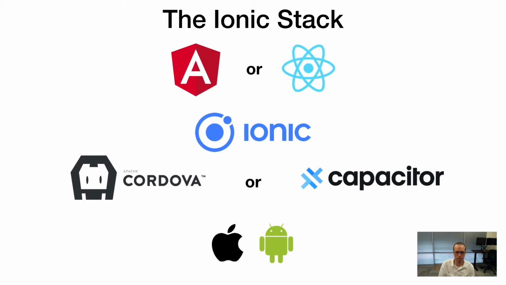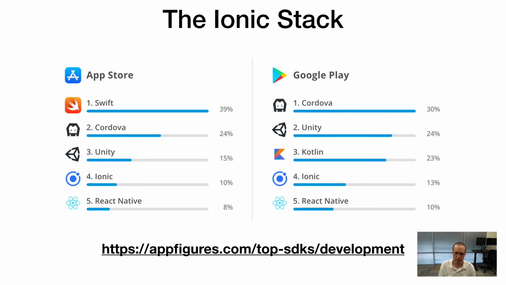So that's the Ionic tech stack. Let's talk a little bit about who might be using Ionic. If you look at this, this comes from appfigures.com. They do SDK analysis of native apps in the stores. And if you look at the App Store on the left, Google Play on the right, Ionic has about 10% usage in the apps that are in the store.